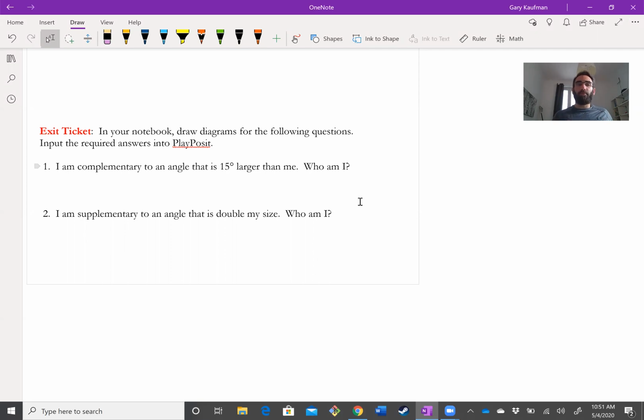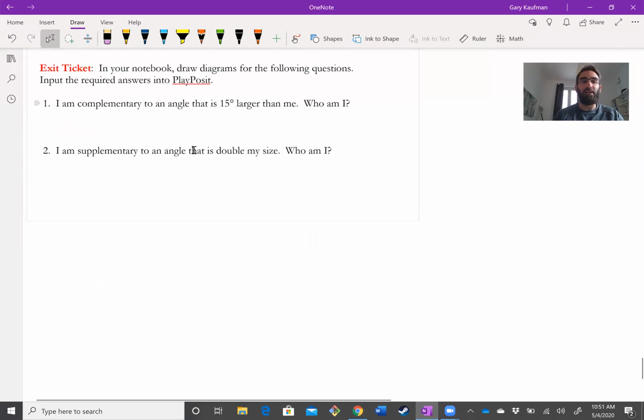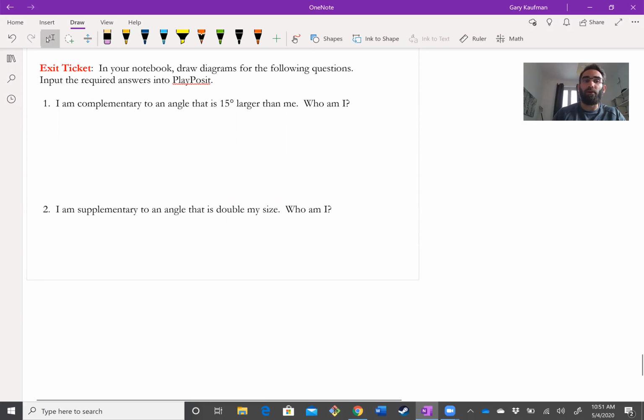So this is a little riddle. I am complementary to an angle that is 15 degrees larger than me. Who am I? And then the next one is, I am supplementary to an angle that is double my size. Who am I? So your goal is to try these two on your own, input your answers. I will go over them afterwards, so make sure you watch it. Go ahead.